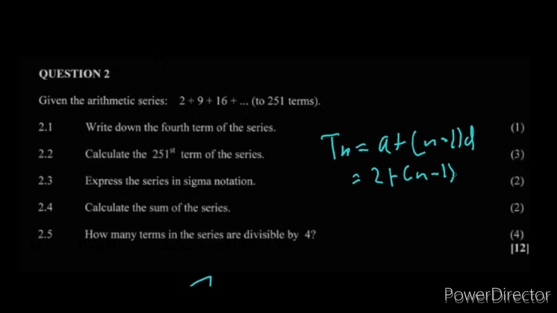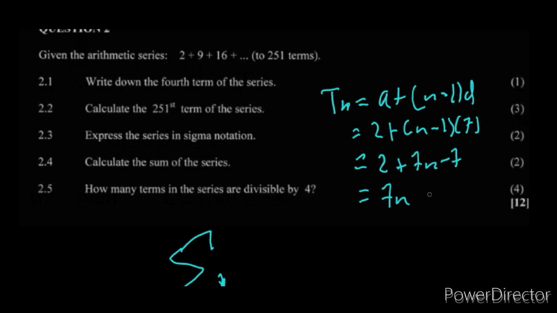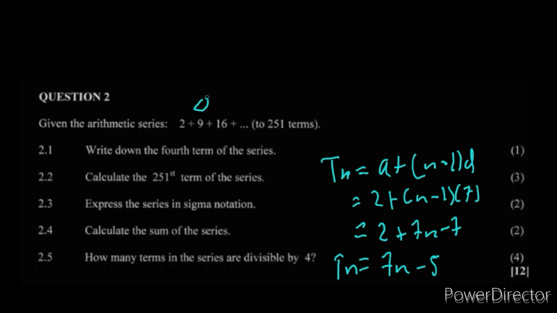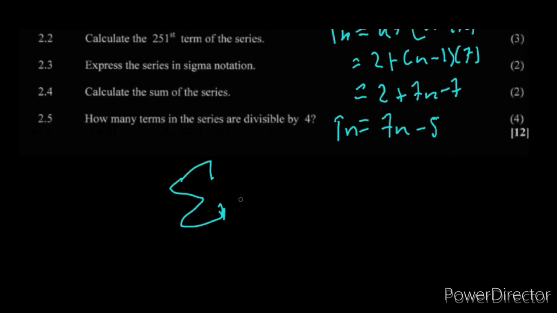The common difference is actually 7. So then it's going to be 2 plus 7n minus 7. Then it's going to be 7n, then 2 minus 7 is minus 5. Let's test if it's correct. If I substitute t2, will it give me 9? Okay, fine. If I substitute 2, it's 7 times 2, which is 14, minus 5 is 9. So it's correct. This formula is correct. So therefore I'll say 7n minus 5.